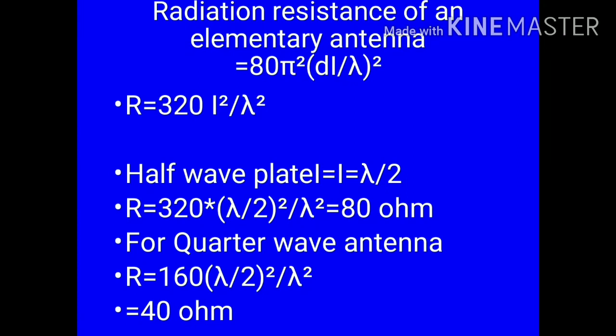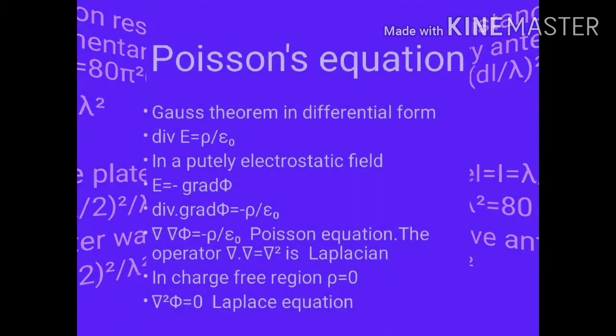Radiation resistance of an elementary antenna is equal to 80 pi squared dl squared divided by lambda squared, which is equal to 320 I squared lambda squared. For a half-wave antenna, its value will be 80 ohm. For a quarter-wave antenna, the value will be 40 ohm.